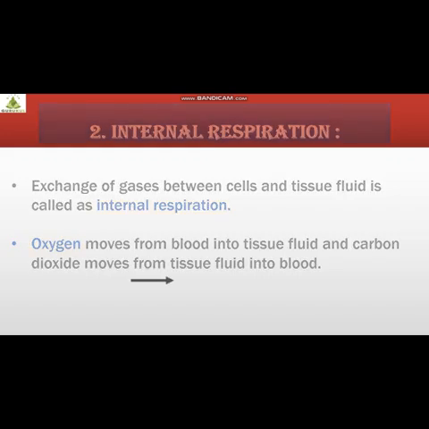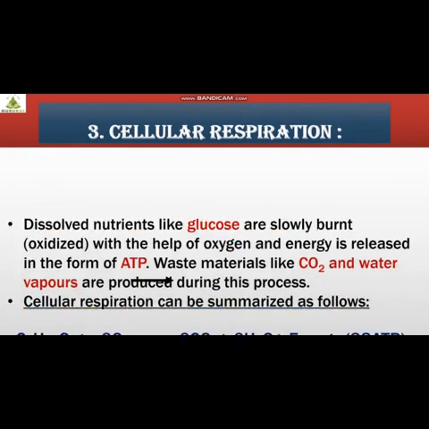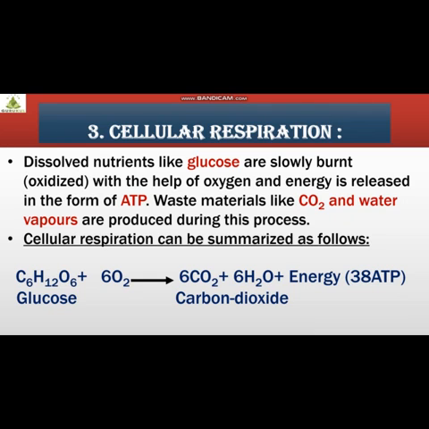Internal respiration is clear. Now the last part is cellular respiration. Students, dissolved nutrients like glucose, when we have food, that complex carbohydrate gets broken down into glucose molecules. Now this is nothing but dissolved nutrient. These dissolved nutrients like glucose are slowly burnt. That means we are utilizing glucose. So that is slowly burnt, or it combines with oxygen. That means it gets oxidized, and energy is released in the form of ATP.